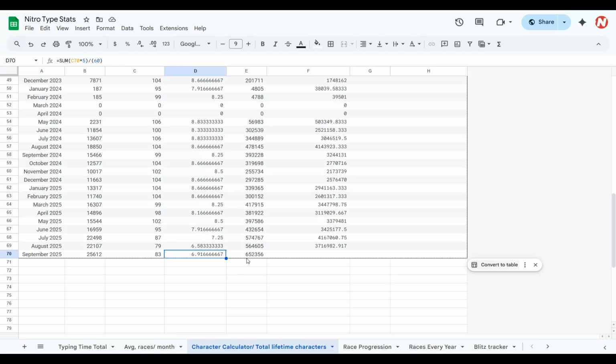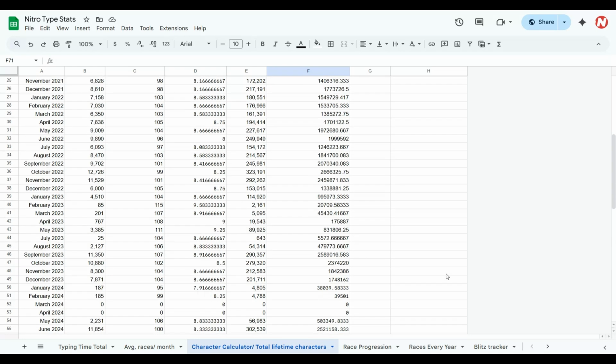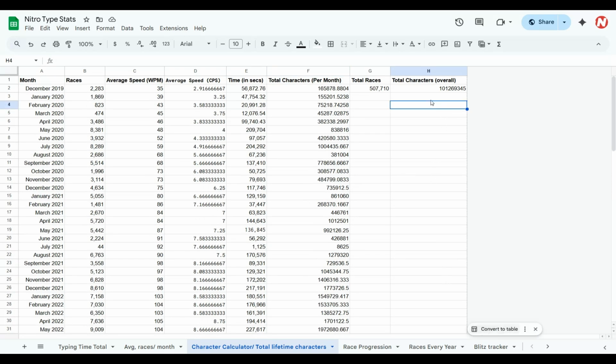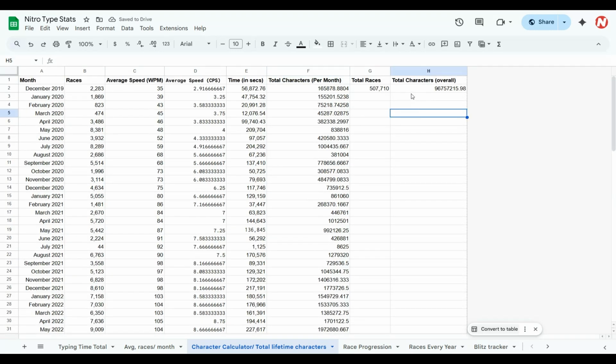Anyway, you can see after 652,356 seconds, I did a total of 4,512,129 characters in that month, which officially puts me over 100 million characters typed. I was at 96.7 million beforehand, and you can see it here, 101.2 million now.